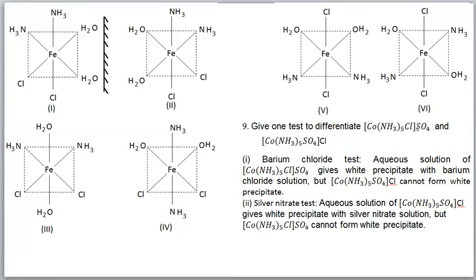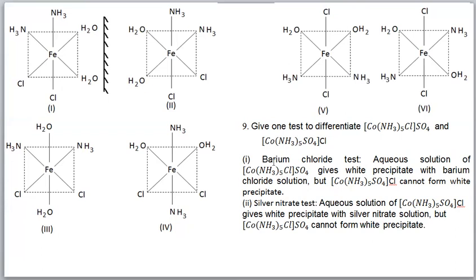Here the counter ion is SO4 2-, the sulfate ion. Here the counter ion is Cl-. So the test for the counter ion sulfate is which one? Barium chloride test. The test for chloride ion is the silver nitrate test. See, barium chloride test: the aqueous solution of [Co(NH3)5Cl]SO4 gives a white precipitate with barium chloride solution, but [Co(NH3)5SO4]Cl cannot form a white precipitate. Okay, this is one of the tests.